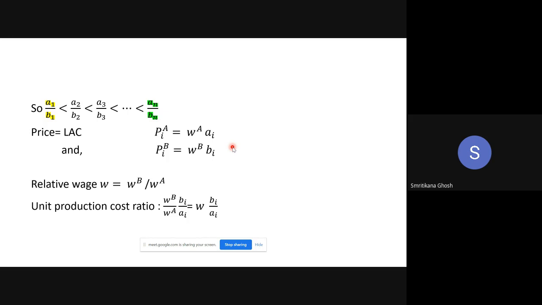Is there any problem with this right hand side, that how I am getting LAC as WA into AI? Is it clear to you? Yes, ma'am.